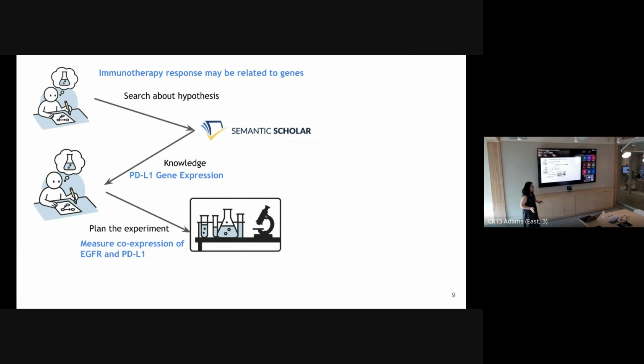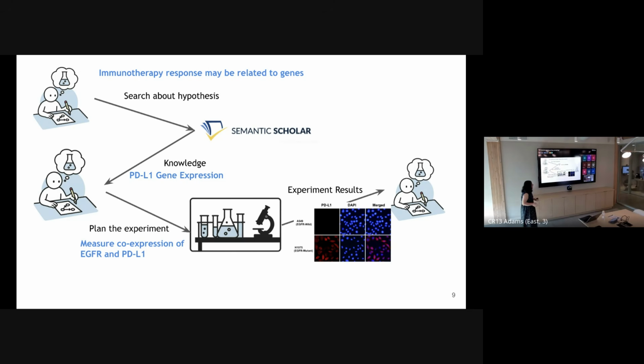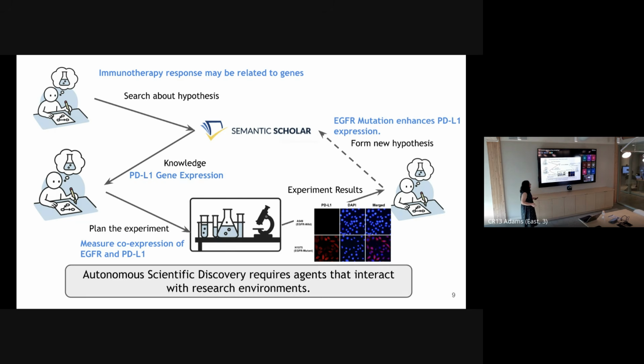Because it's an EGFR mutant patient, we want to measure what kind of co-expression exists between the EGFR and PDL1 genes. And in the end, it can get some experimental results. As we can see in this figure, this is a result from microscopy. We can see that the patients with EGFR mutant have higher PDL1 response. And in the end, the scientist can form new hypotheses based on experimental results. This is a loop of an agent. So we can see here that with a large language model agent and an attachment to a research environment, agents are much more powerful in doing autonomous scientific discovery.